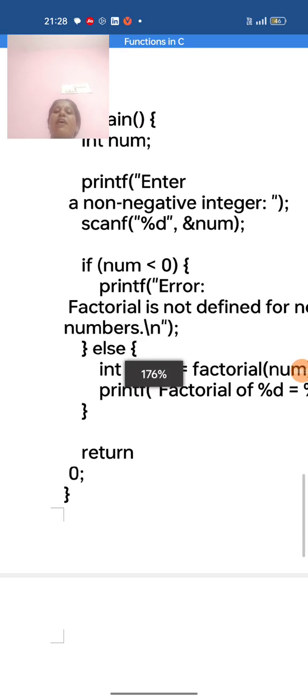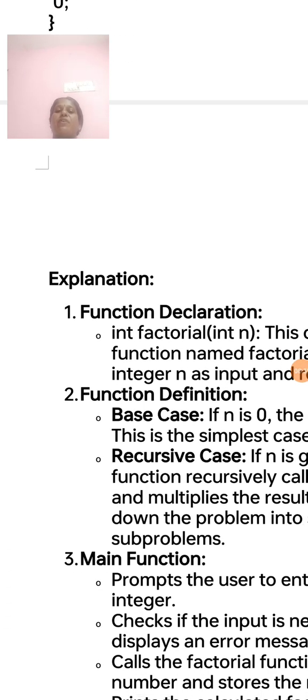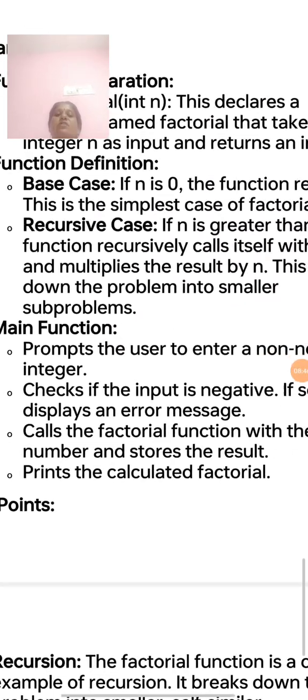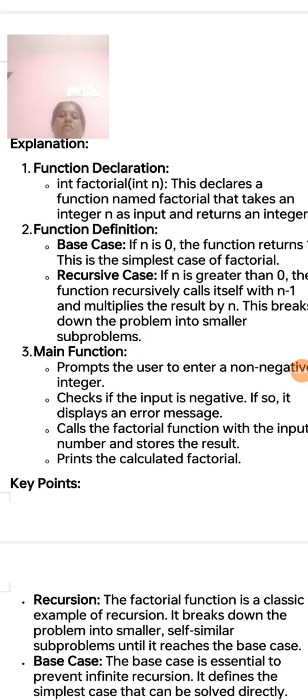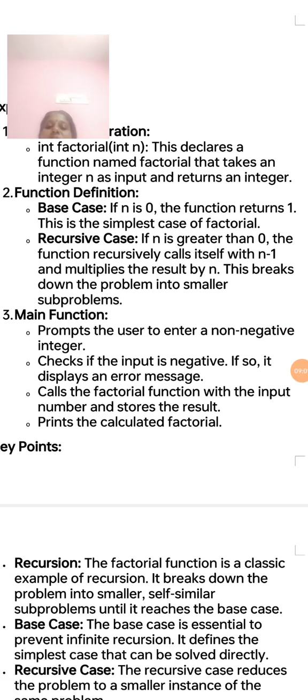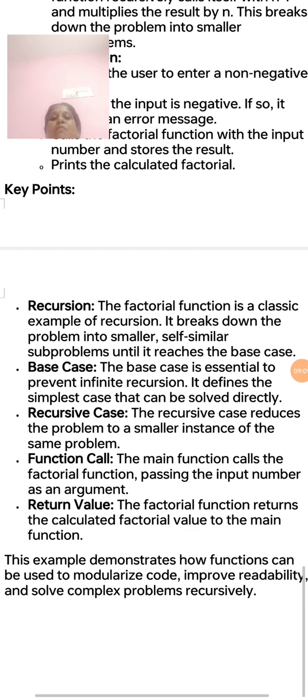So the factorial program is utilizing the function concept. Every program has a function declaration, function definition and main function. The main function asks the user to enter a non-negative integer. Then, depending on whether the number is negative, zero or positive, it displays an error message. It calls the factorial function with the input number and stores the result. It prints the calculated factorial. Then recursion: the factorial function is a classical example of recursion.